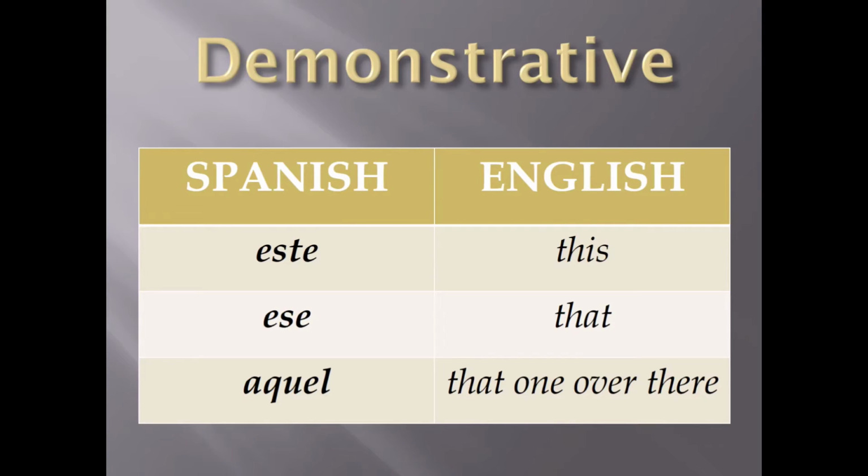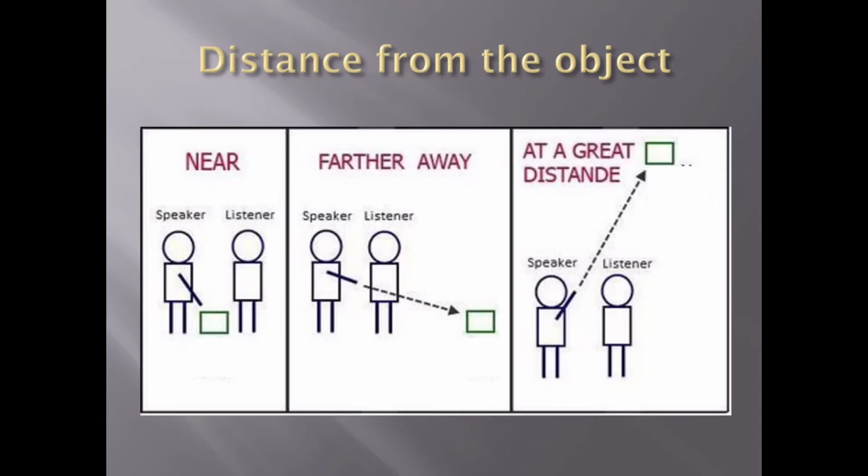Now, let's take a look at the demonstratives in Spanish and English. Este means this. Ese means that. Aquel means that one over there. To illustrate, if an object is near the speaker and listener, we use this or este. And if it is far away from the speaker but slightly close to the listener, we use that, which is ese. And if the object is very far from the speaker and listener, we use that over there, or aquel.